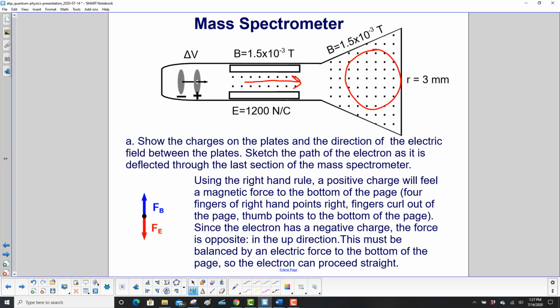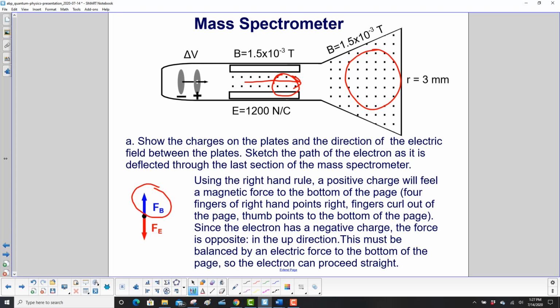Curl your fingers towards your palm, or just face your palm outwards, because that's where the magnetic field is. That's facing the magnetic field. Your thumb will point to the bottom of the page, but that's for a positive charge. Since the electron has a negative charge, the force is opposite. It is in the up direction, so that's what we draw. There's our magnetic force, which has to be in the up direction.